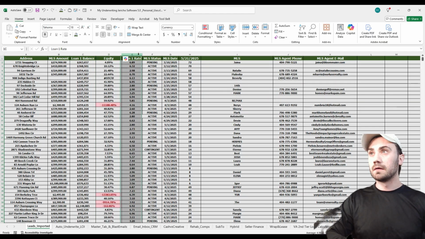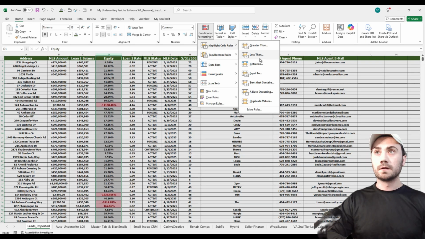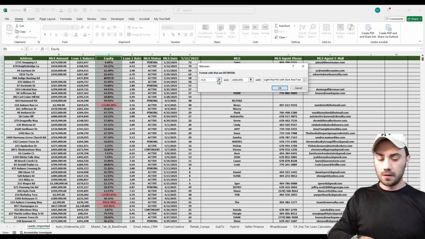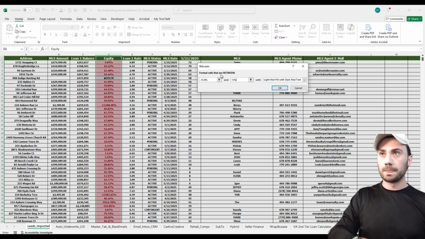Now let's go back into that same column. Let's click on the conditional formatting. Let's click on the between. And now I want to look at properties that are negative 15.9%. Make sure you include the percentage symbol. And we're going to go all the way up to, let's say, 13%.